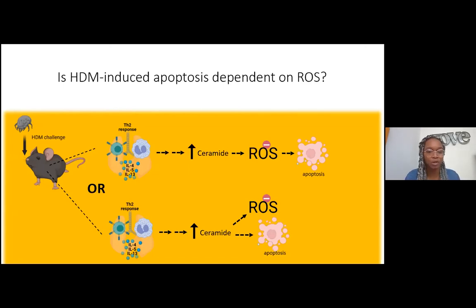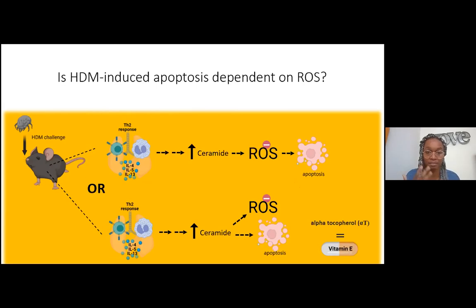It could be that during HDM challenge, where you have the subsequent induction of a Th2 response and an elevation of ceramide, the increased ceramide is inducing excessive production of ROS, and it's this ROS that's causing cell death or apoptosis. Or it could be that ROS production and the induction of apoptosis are both independently induced by elevated levels of ceramide.